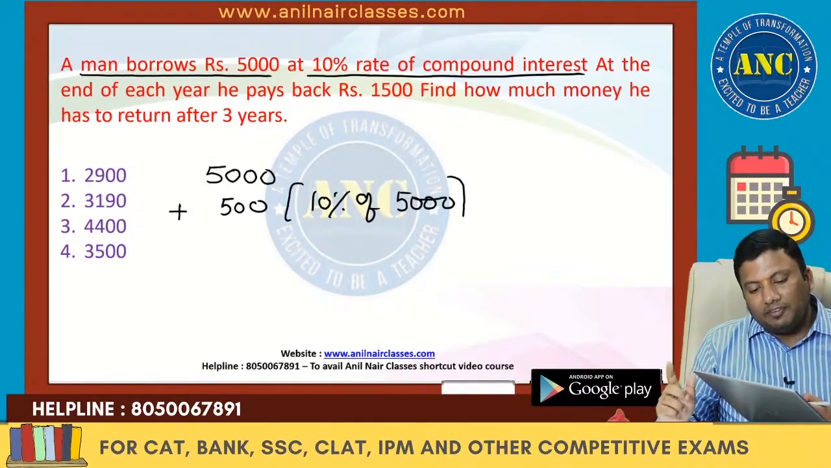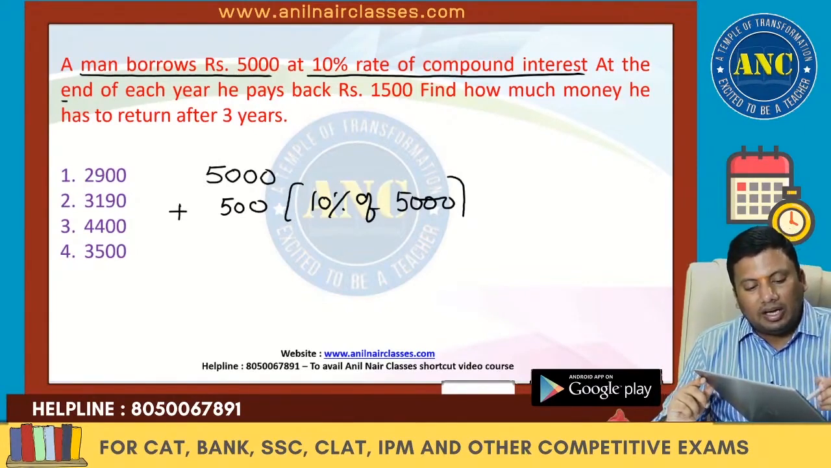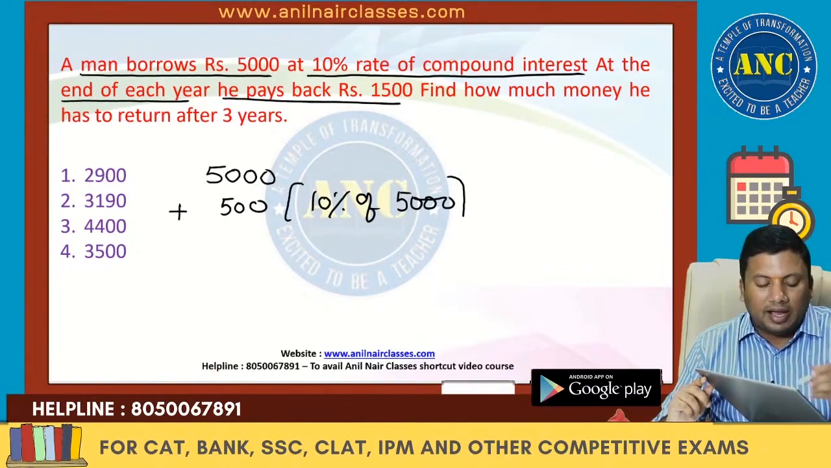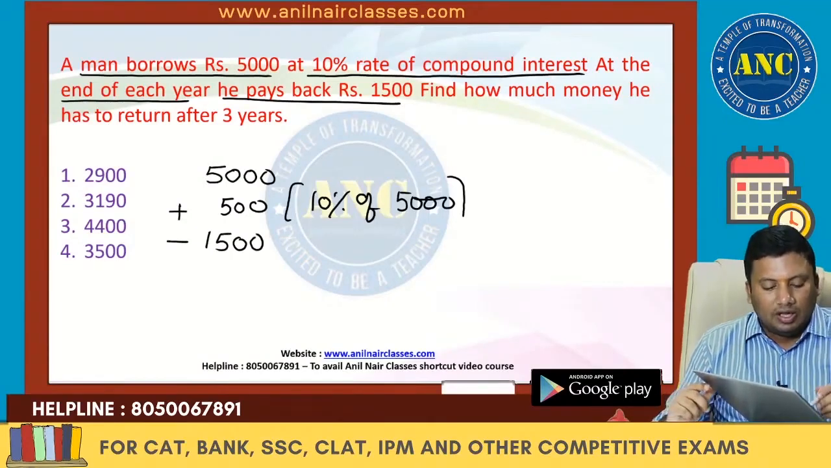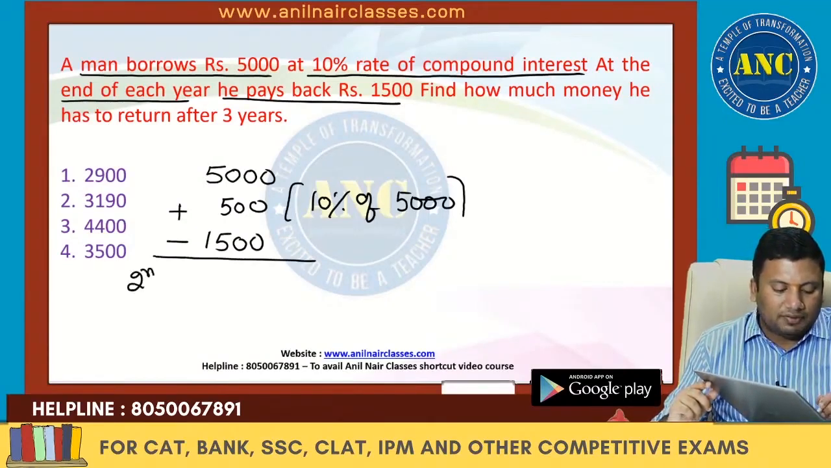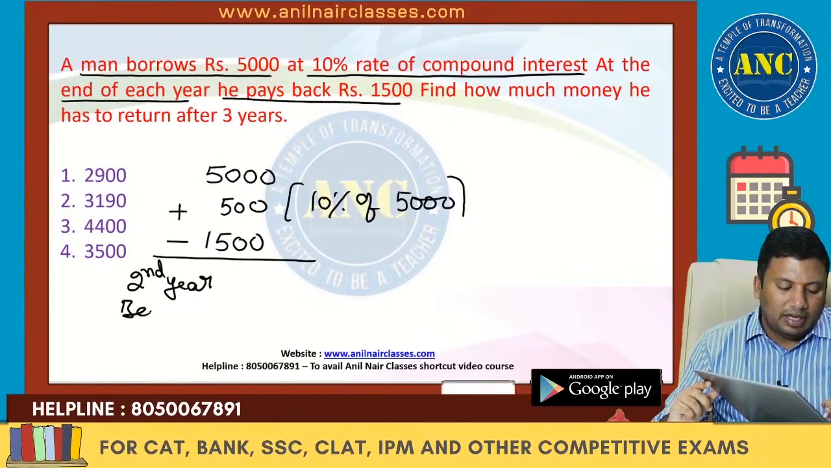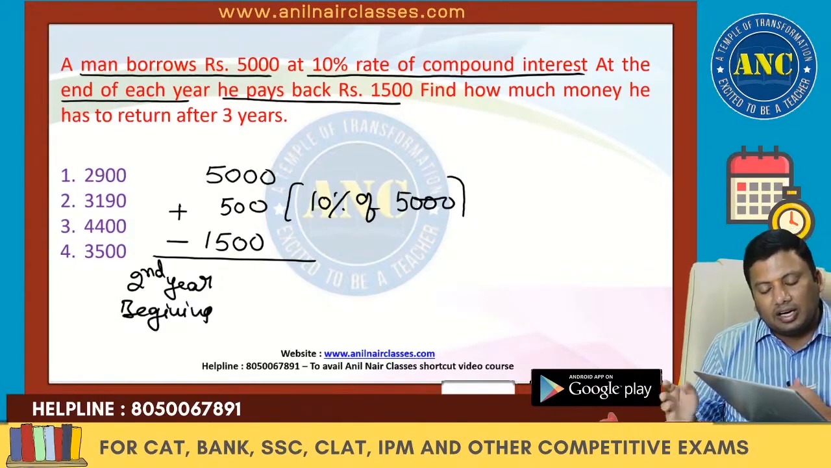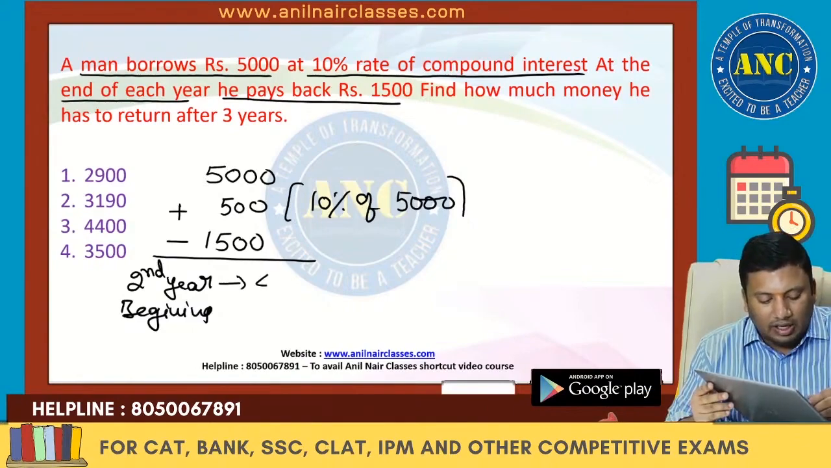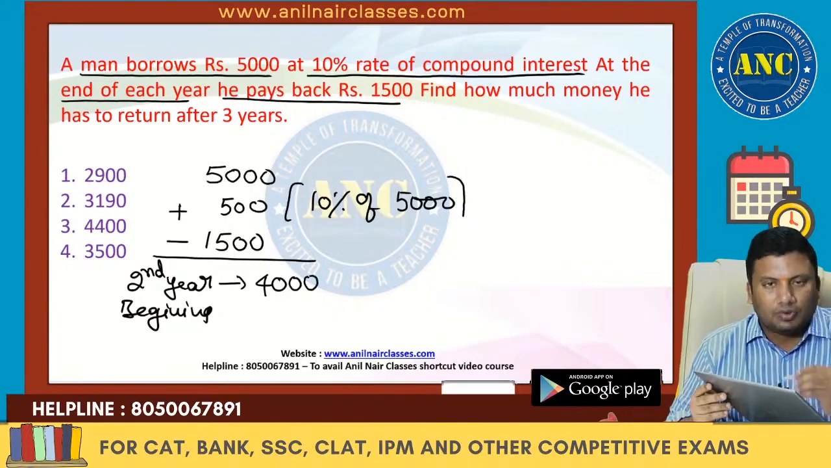But at the end of each year, so after the end of first year, I will pay back 1,500 rupees. I am giving back 1,500 rupees. That means at the beginning of second year, how much will I have? 5,000 plus 500, 5,500 minus 1,500, which is nothing but 4,000.